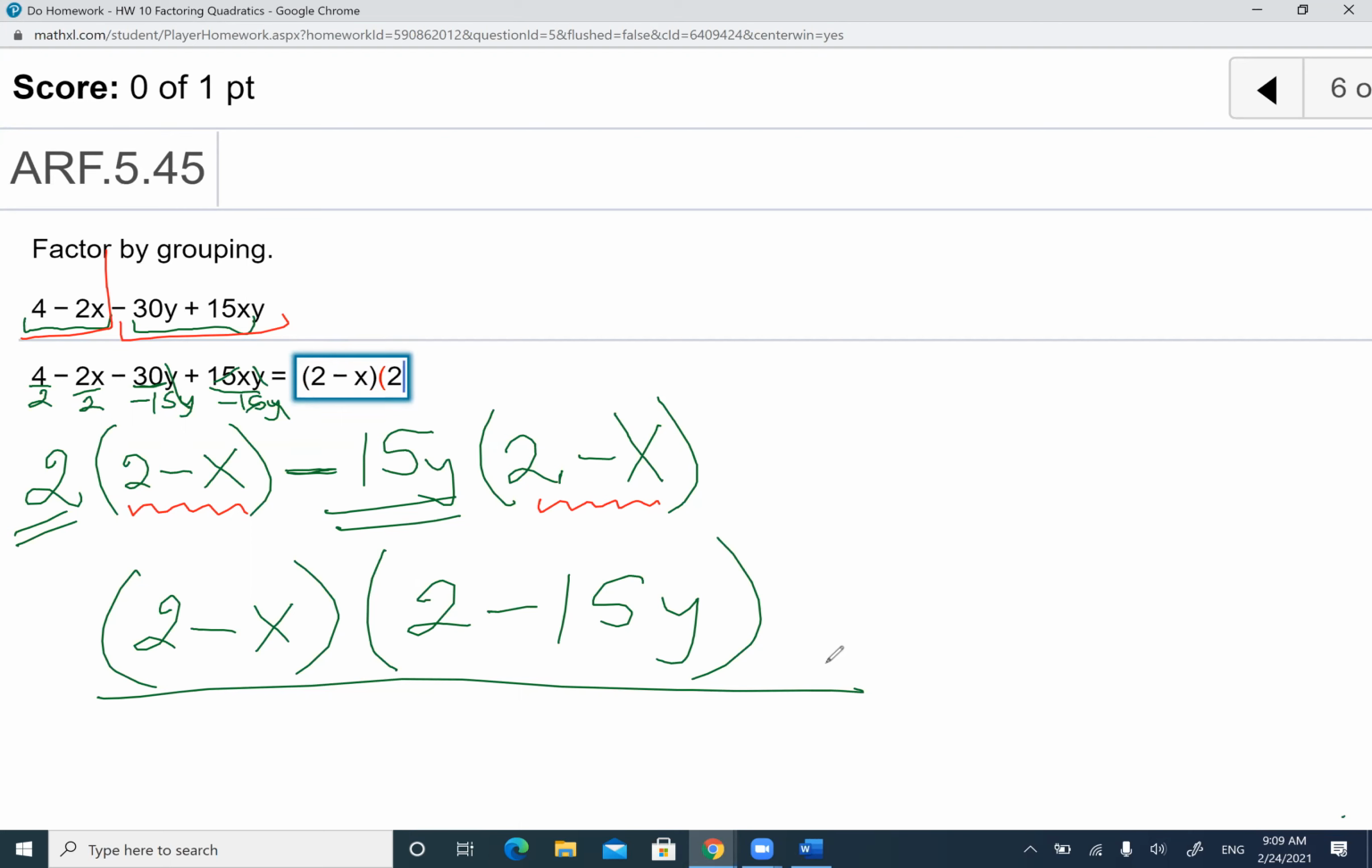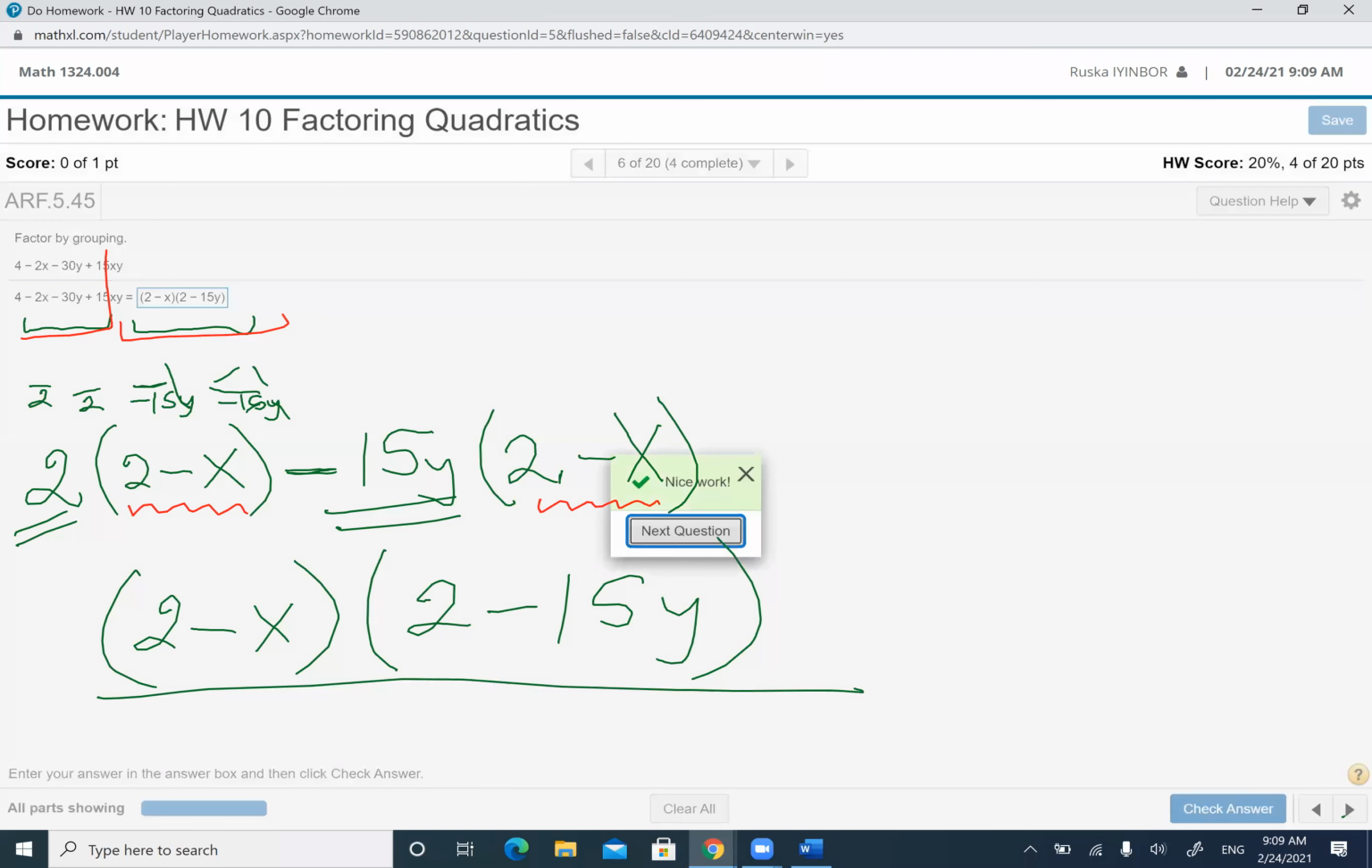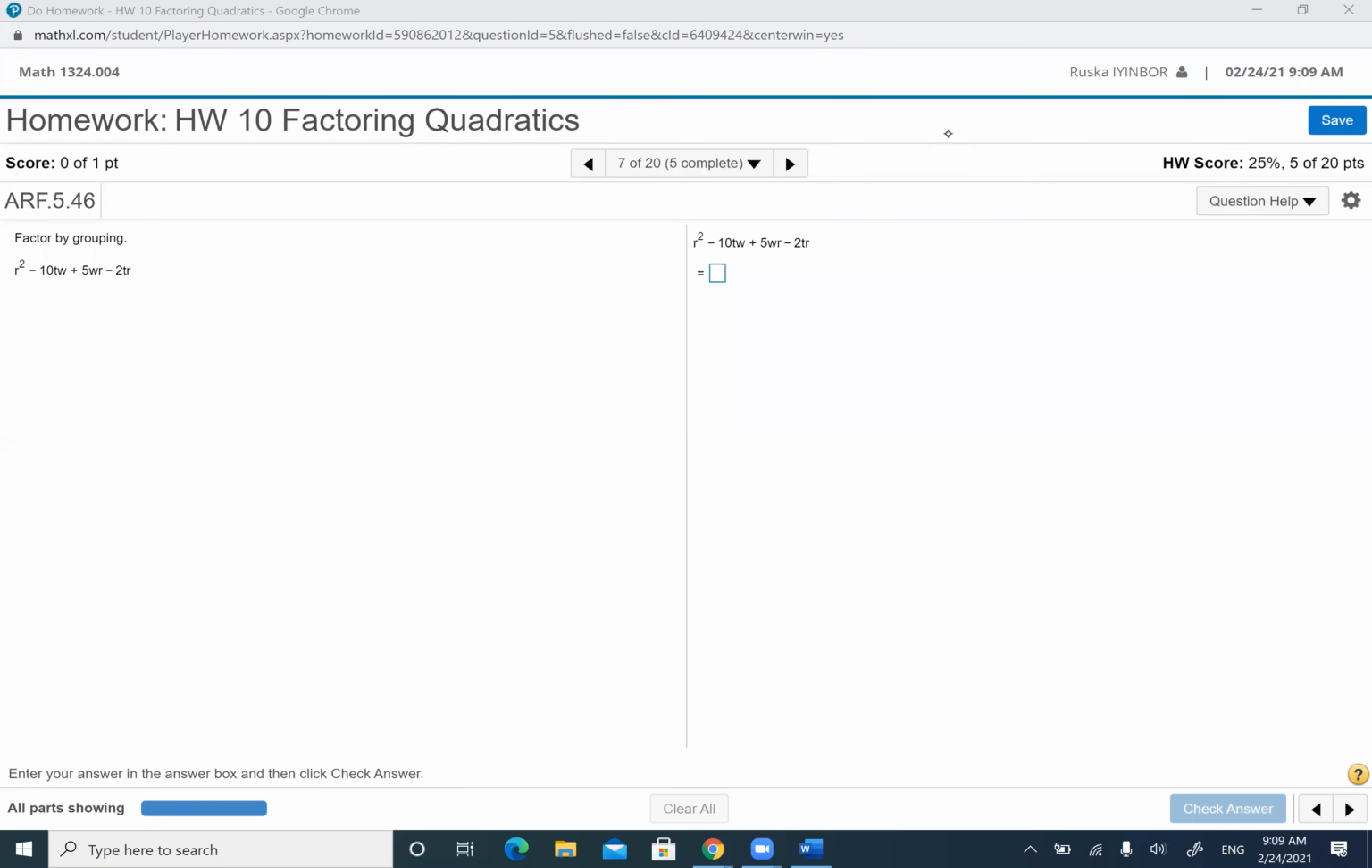Let's submit it. And we're done, okay? So that's how you do number 6, and the next one is the same idea. We're going to make groups, factor in each group, and then in parentheses it's going to be the same, pull it out, and that's it, okay? So do you want to do one more?